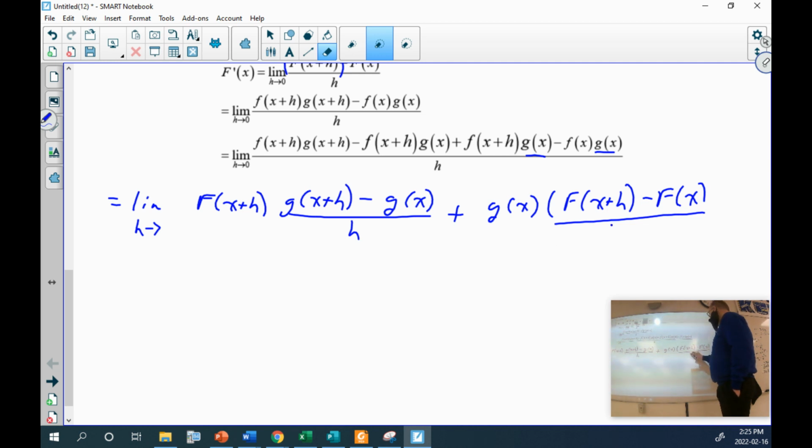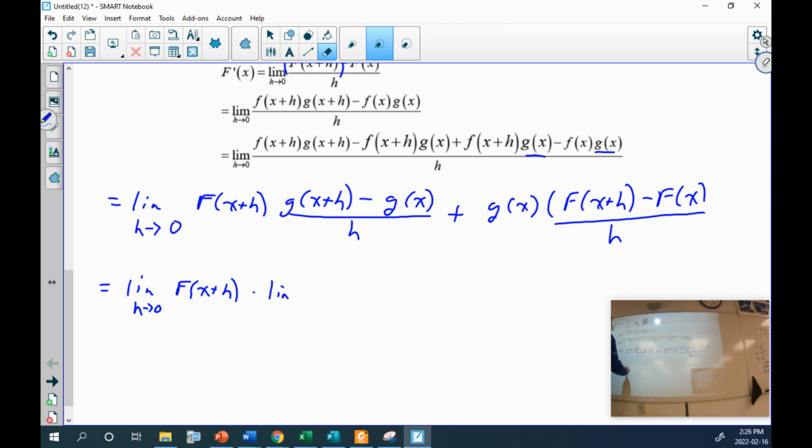And again, I'm going to split the fraction and put it underneath there. Now, applying our properties of limits, we have the limit of a product. Well, I can write that as the product of two limits. So this becomes the limit as h approaches 0 of f of x plus h, times the limit of g of x plus h minus g of x over h.